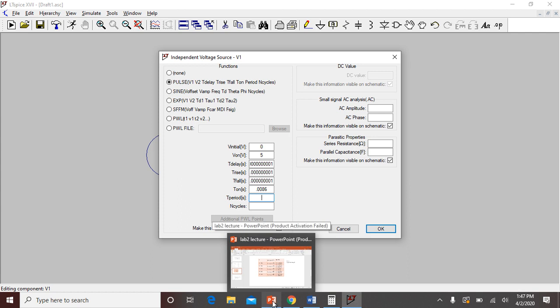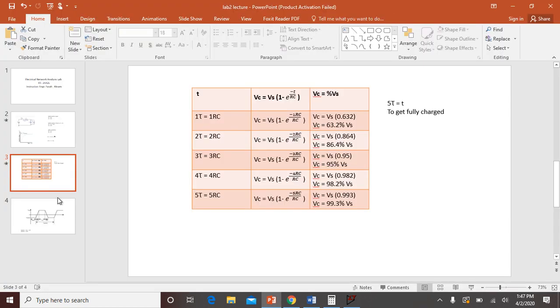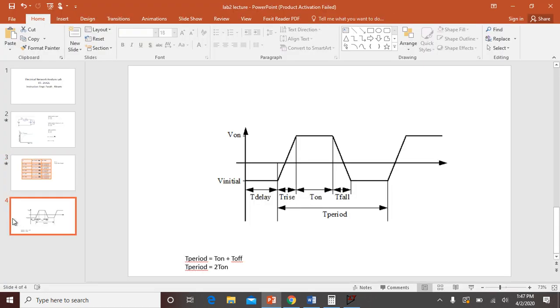So since it's a T on plus, okay, now there is one more thing I want to show. This is the waveform graphical representation of where the time delay, t rise, t on and t fall are. This is the initial condition when the switch is on. This time is the time delay taken by the supply to turn on, and then from this initial position to this position, it will take t rise amount of time, and then this is the on time.